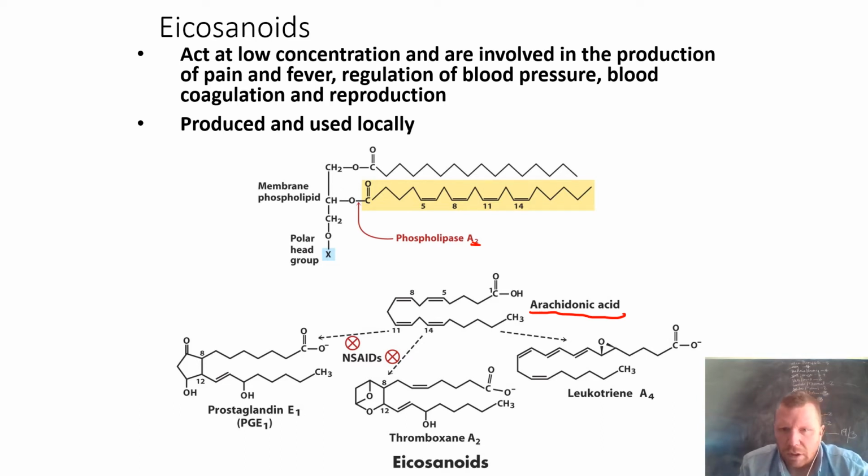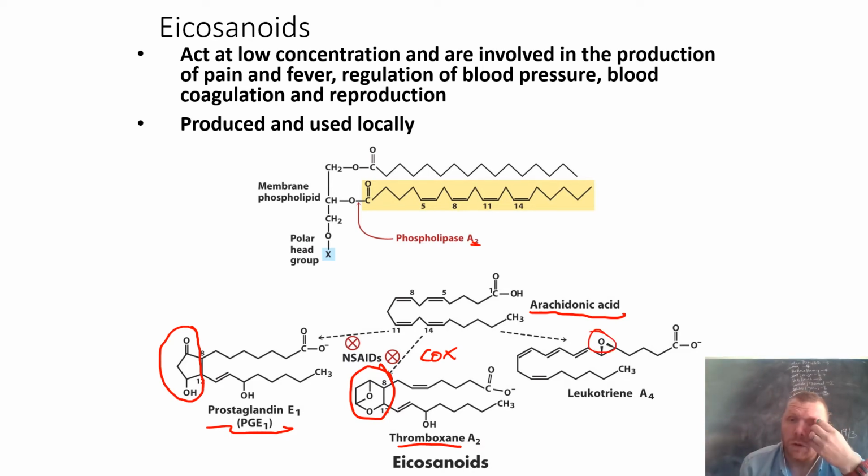This cyclization is catalyzed by enzymes known as COX enzymes, or cyclooxygenase enzymes. Basically what we're doing is making this ring structure right here for the production of prostaglandins, this ring structure right here in the production of thromboxanes, and what we can also do is make this epoxy ring right here, forming the metabolite known as leukotriene A4.